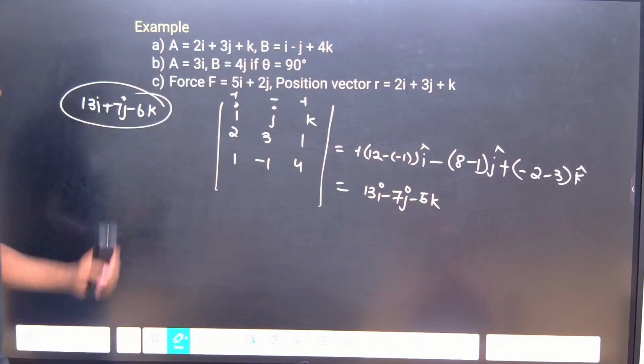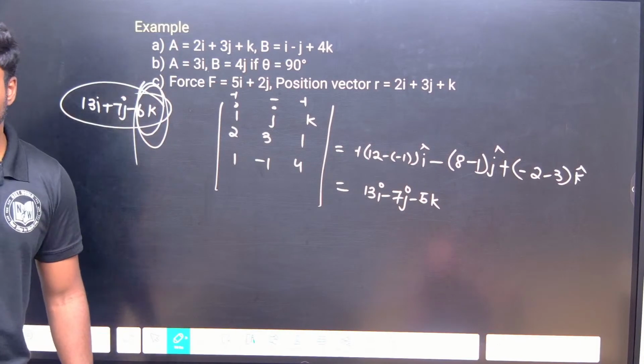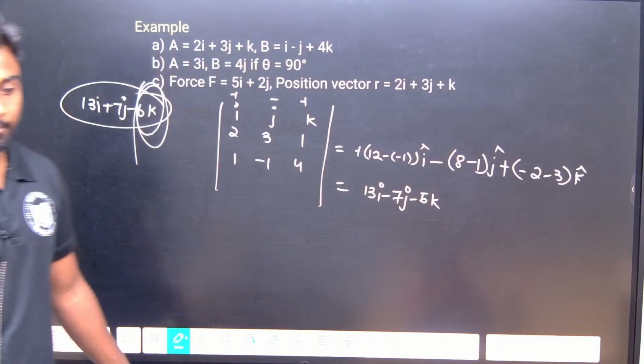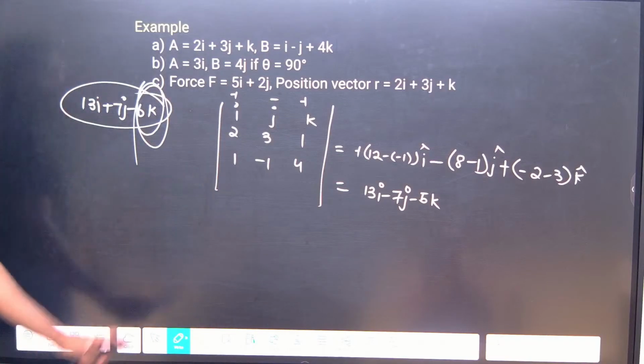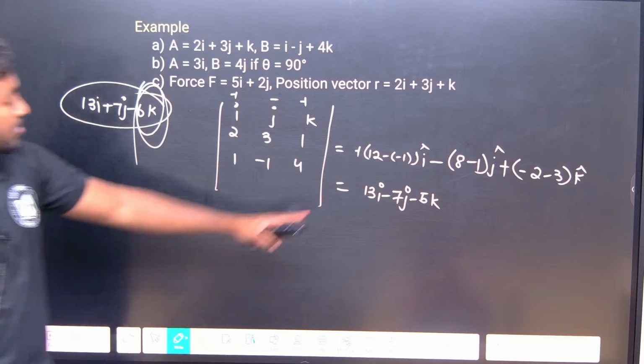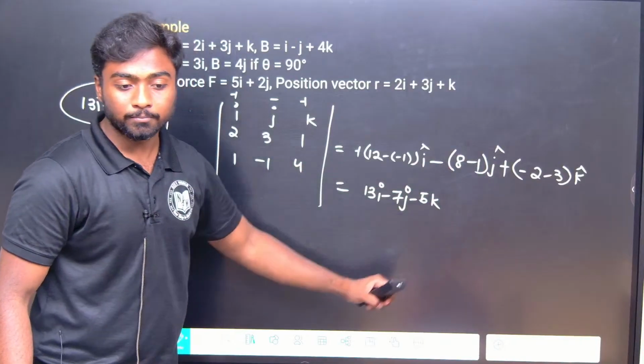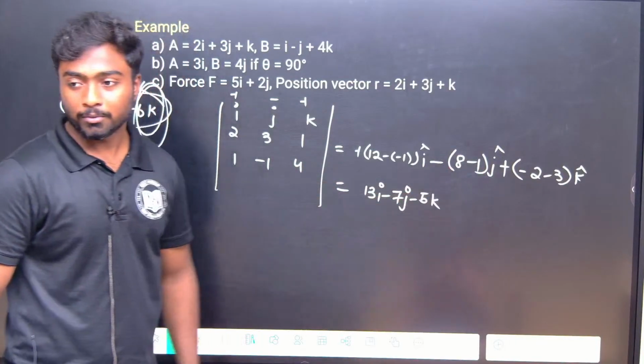Is the answer not so? 6. Yes? You got 6 or 5? Sir, but minus of minus will be plus, right? Which one, sir? j. Minus of minus. 8 minus 1, 7, no? Minus 1, no?